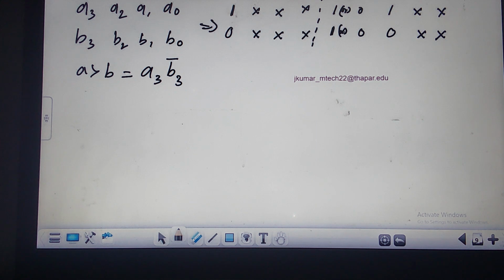Then how to write this expression? I cannot place a plus here. When both are equal, what is the expression? This is A3 is equal to B3, which means X3. X3 into A2 B2 bar. Again, what is the next condition?